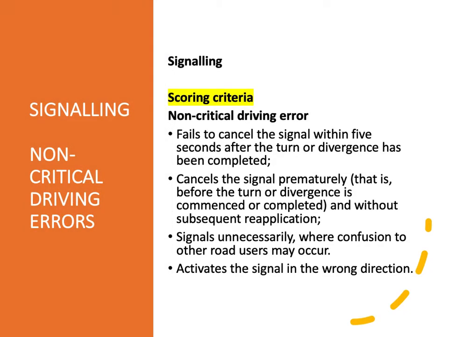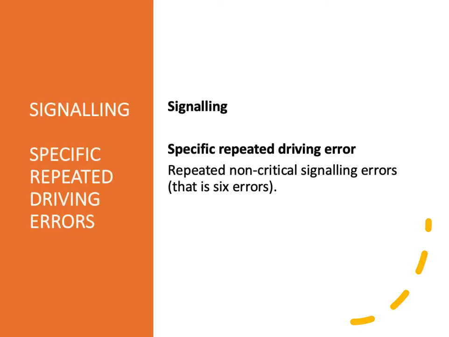Signaling. Non-critical driving errors. Fails to cancel the signal within 5 seconds after the turn or divergence has been completed. Cancels the signal prematurely, that is before the turn or divergence is commenced or completed and without subsequent reapplication. Signals unnecessarily where confusion to other road users may occur. Activates the signal in the wrong direction. Specific repeated driving error, repeated non-critical signal errors, that is 6 errors.